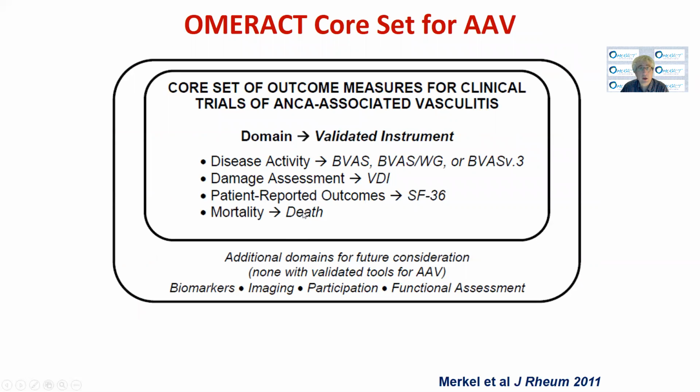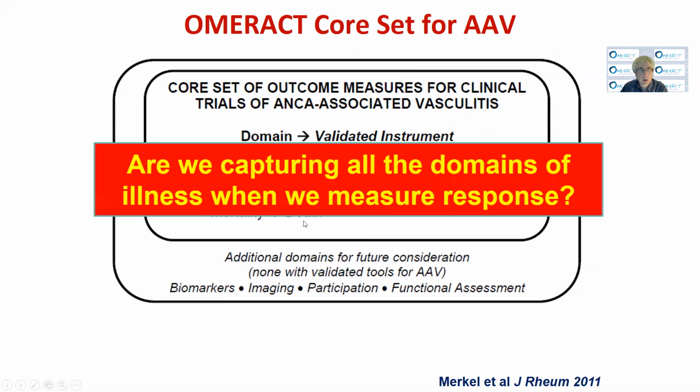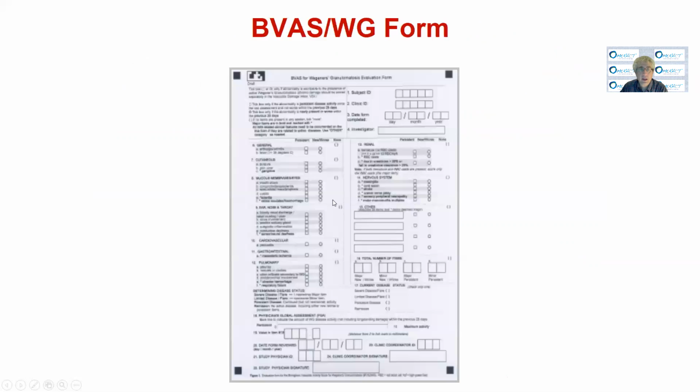We do have an OMERACT Core Set for what to measure, what domains to measure, and what instruments to use in ANCA-Associated vasculitis. This was actually endorsed heavily by OMERACT some years ago. However, are we really capturing all the domains of illness when we measure response? And I'm not so sure at this point. I think we could do better.